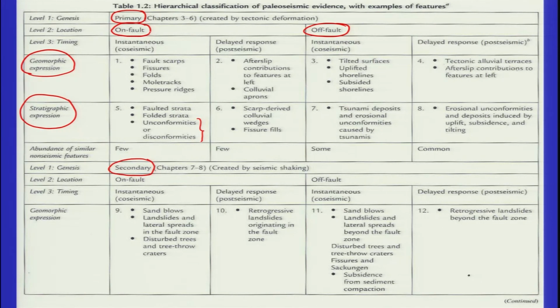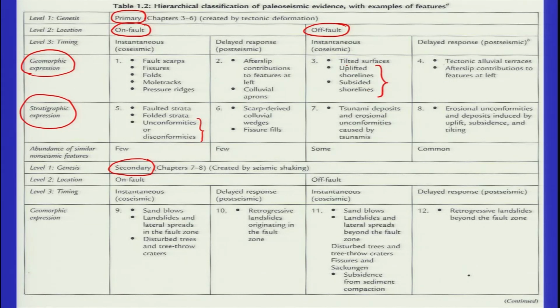So now what we are looking at here is that we are near the fault and we are moving away from the fault. So what signatures will you see during the earthquake, when the earthquake is occurring, when you are close to the fault and away from the fault. So away from the fault you will see tilted surfaces, uplifted shorelines, subsided shorelines, etc. So this will be in the coastal region.